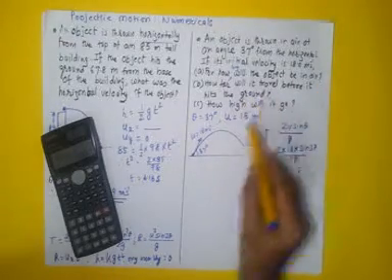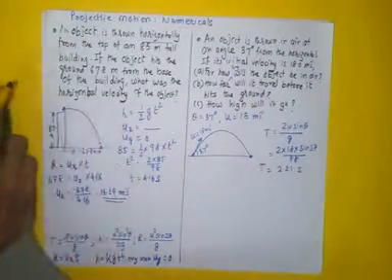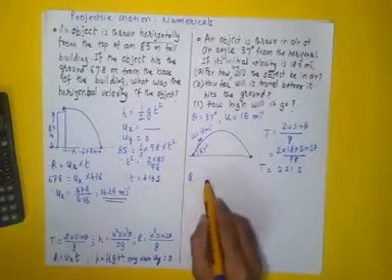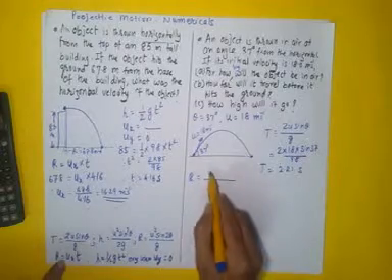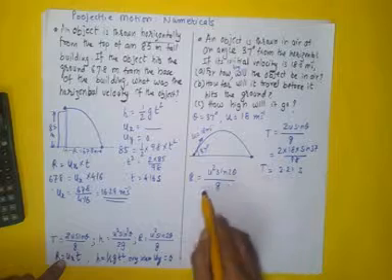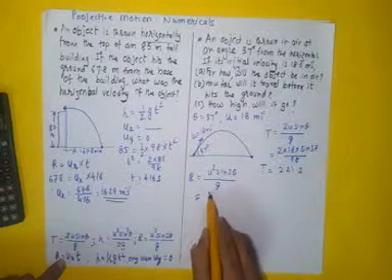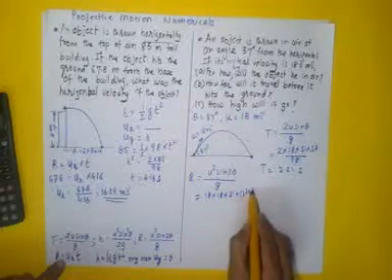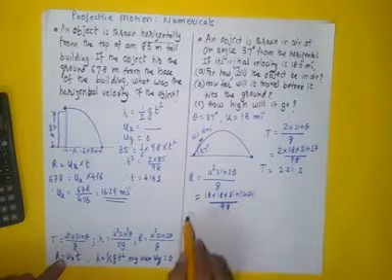How far will it travel before it hits the ground? That means we have to find out the range r, and we again have an equation for range r. Range r is given by u square sine 2 theta by g. So again I'll simply have to substitute those values. u is 18 into 18, sine 2 into 37, upon 9.8.